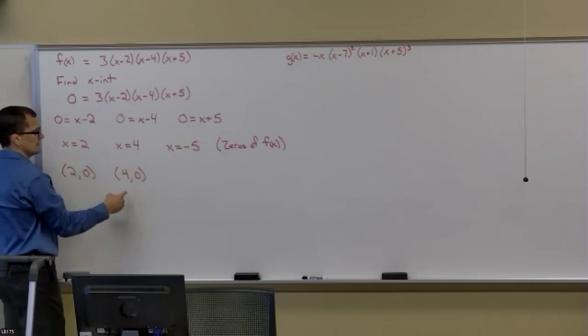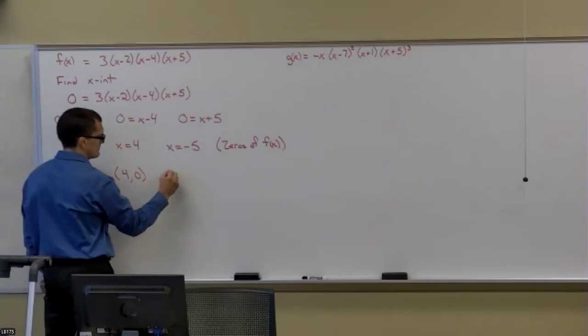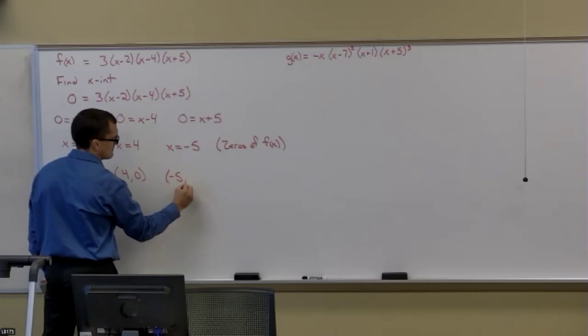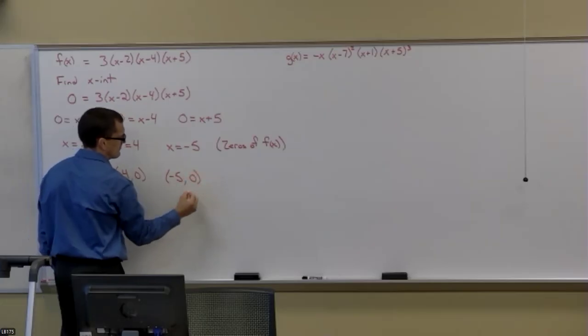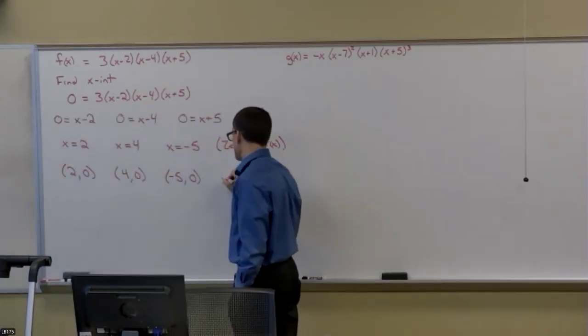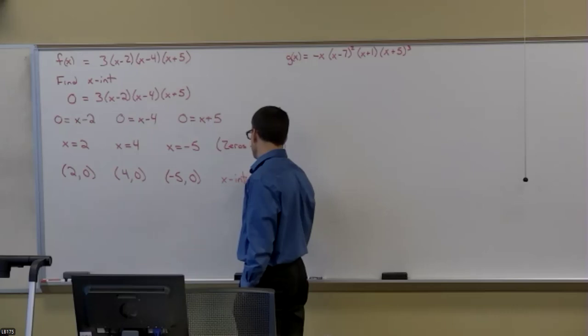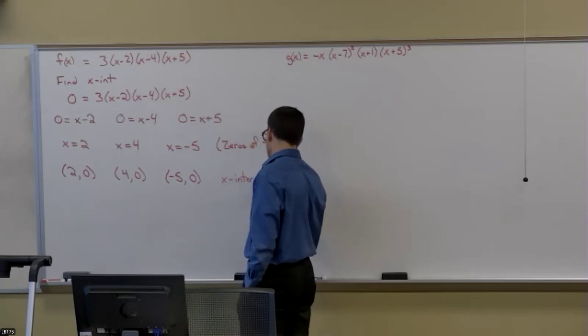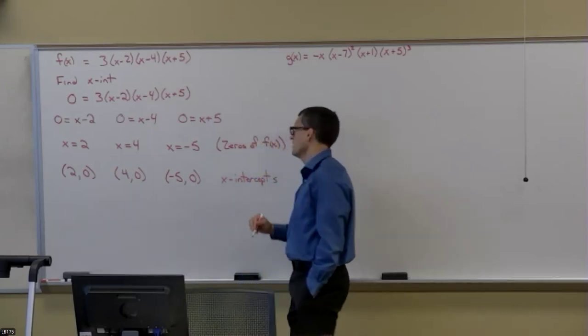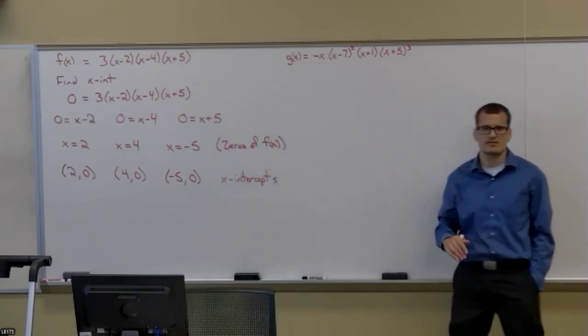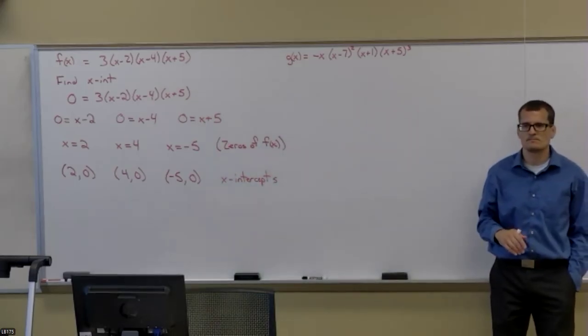X equals 4 is the 0, 4 comma 0 is the x-intercept. X equals -5 gives me -5 comma 0 as the x-intercept. So 3 real zeros, 3 x-intercepts. We're good to go.